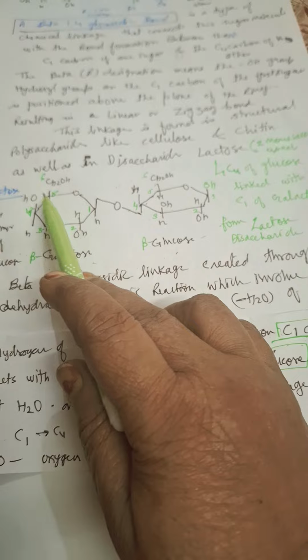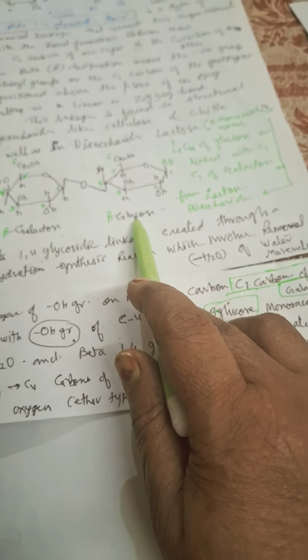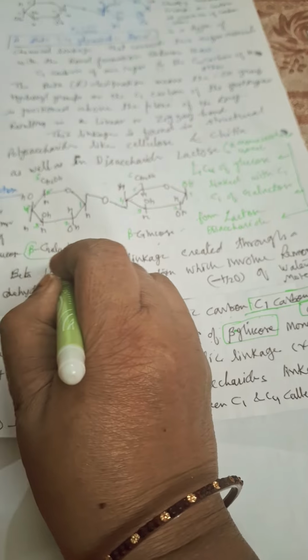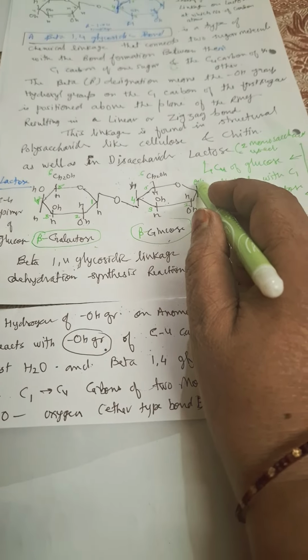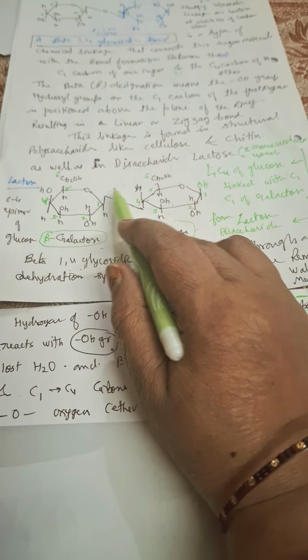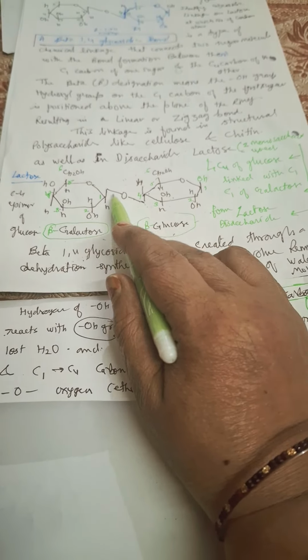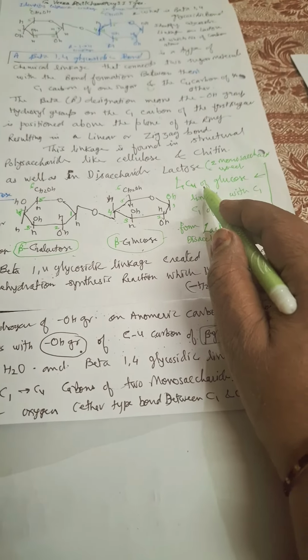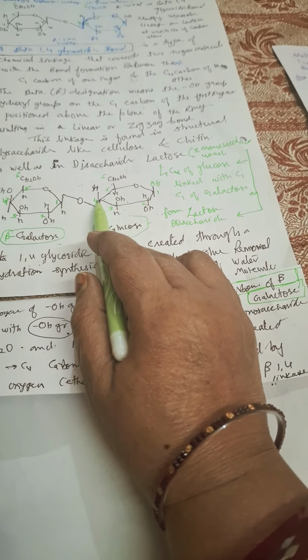Draw this structure. This is galactose and this is beta glucose. This is beta D galactose, this is beta D glucose. Both of them have OH above the ring, and when H from here and OH from here are joined and form water, we will get this glycosidic linkage. C1 and C4 linkage is there. This is C1 and this is C4 carbon.